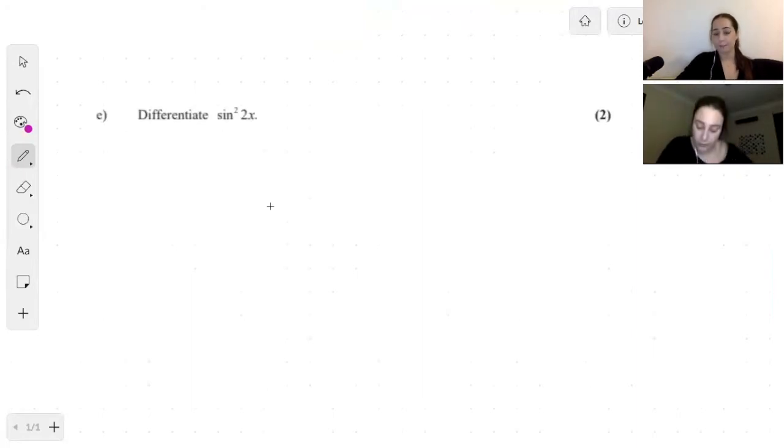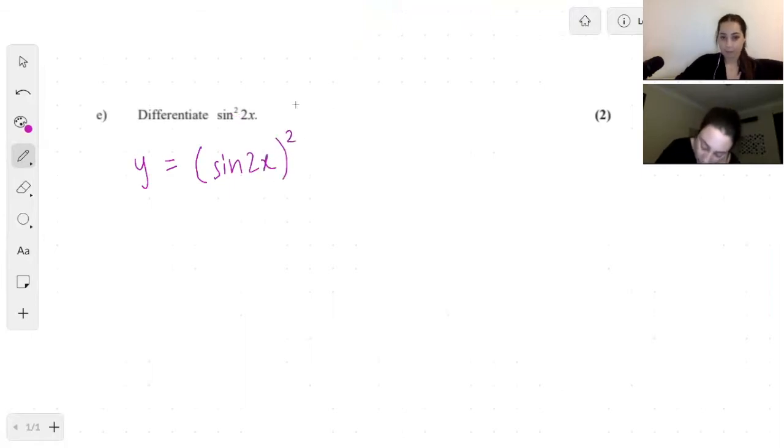So sine squared 2x. Is that going to equal sine bracket 2x squared? Oh no, because the squared after the sine, so before the x, means that the whole thing is being squared. So it's different to the other one. So that equals sine 2x squared.